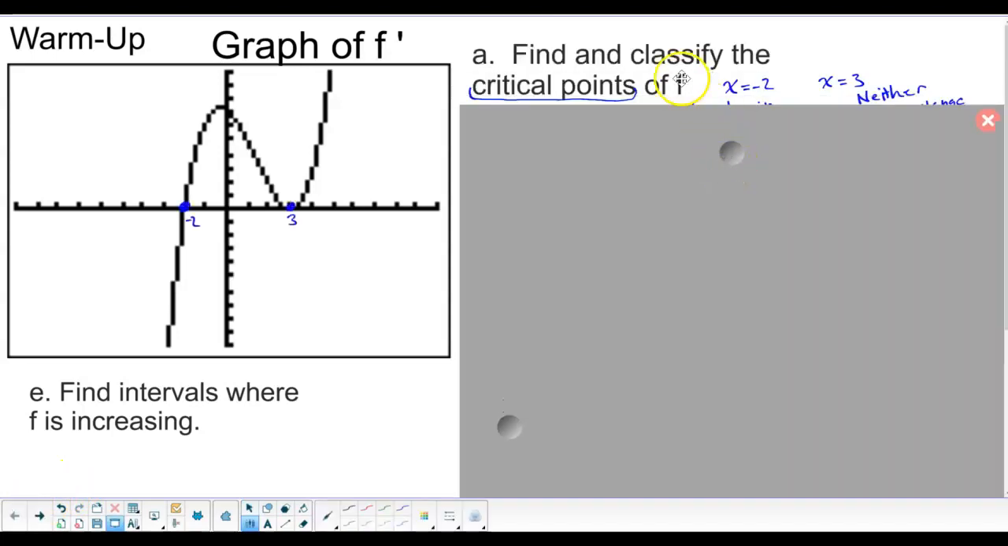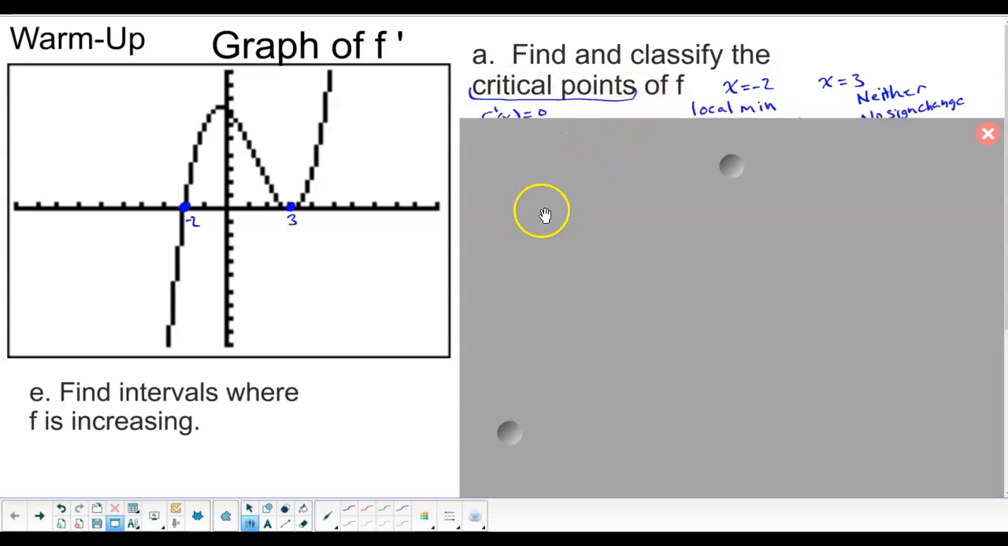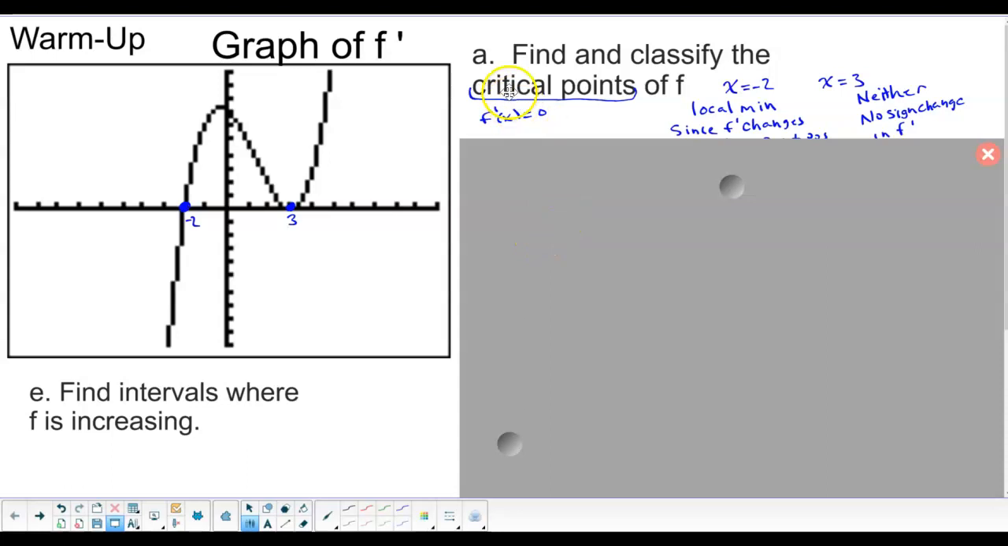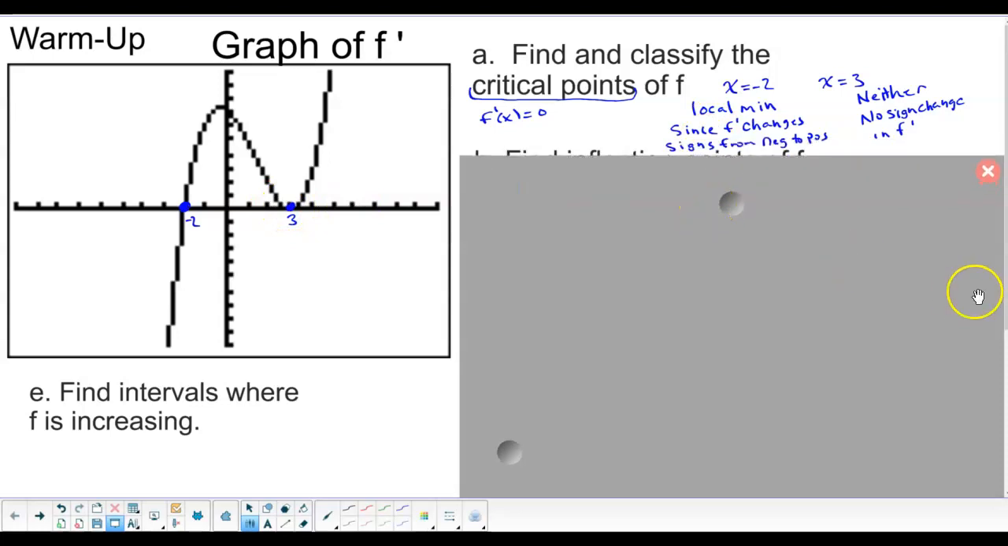So for number 1, find and classify the critical points of f. Well, first thing we have to look at is what do we know about critical points? Critical points are where the derivative is equal to 0. Since we're looking at the graph of the derivative, I have two x-intercepts, so -2 and 3. And then my conclusion, if you look at what's happening at -2, the derivative goes from being negative to positive. So I go from having decreased slopes to increasing slopes. That means there's a relative minimum or a local minimum.